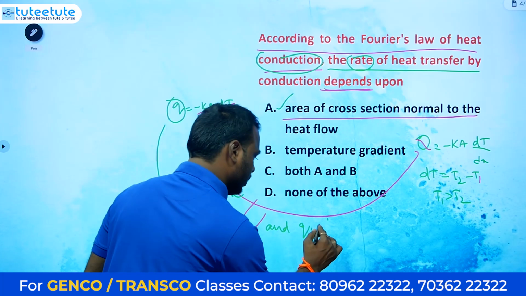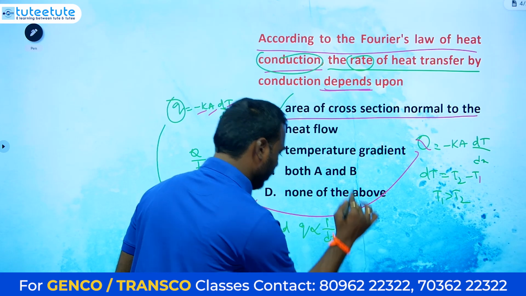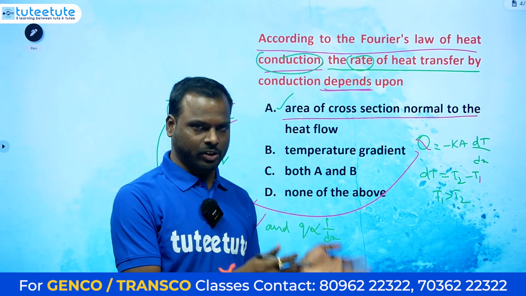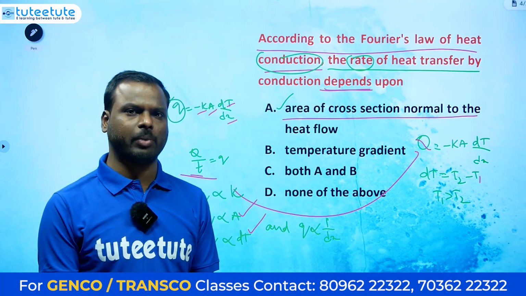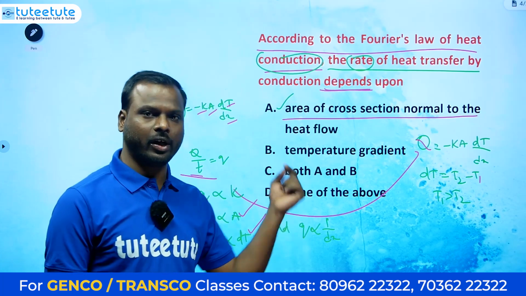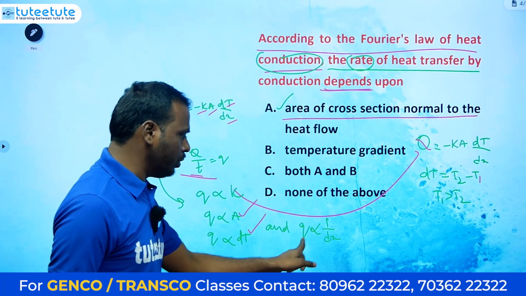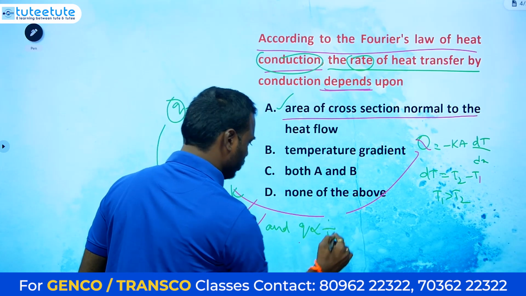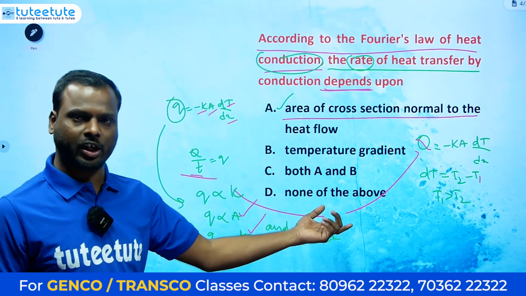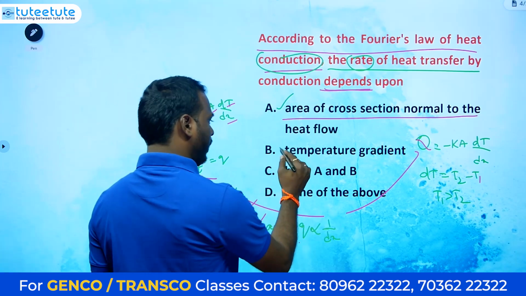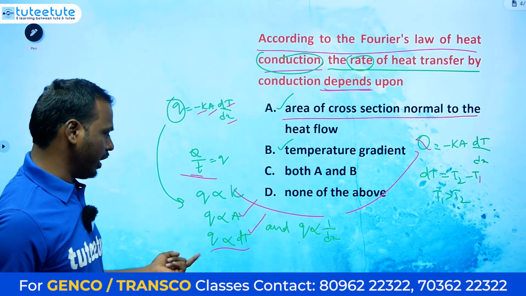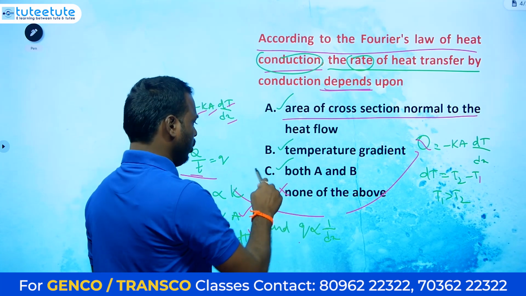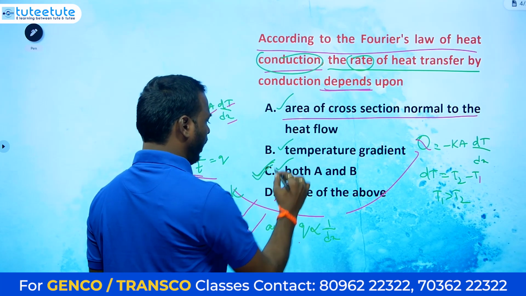Okay, Q is inversely proportional to dx. It also depends only. Depends in the sense whether inversely proportional or proportional doesn't matter, only whether dependent or independent. Here Q is depending upon the dx also. He has not given any dx value. So the temperature gradient also it is depending. And both A and B, yes, absolutely. None of the above, no. So the answer is A and B.